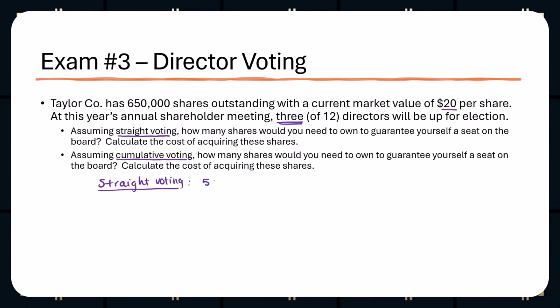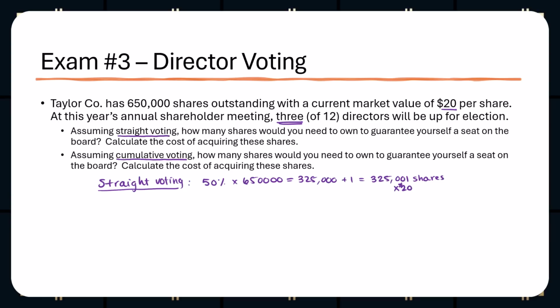That means we're going to take 50% times the 650,000, which will be 325,000. Then we're going to add one more share. That means it's going to require us to have 325,001 shares to guarantee ourselves a seat on this board.